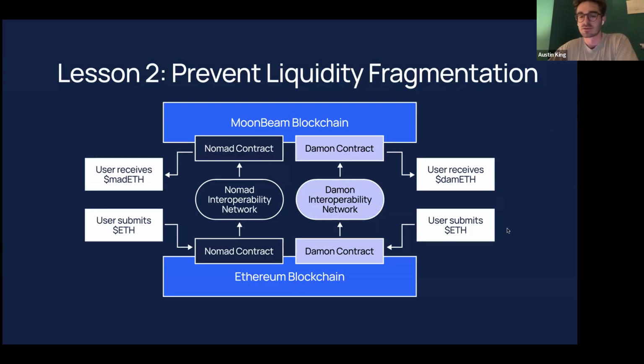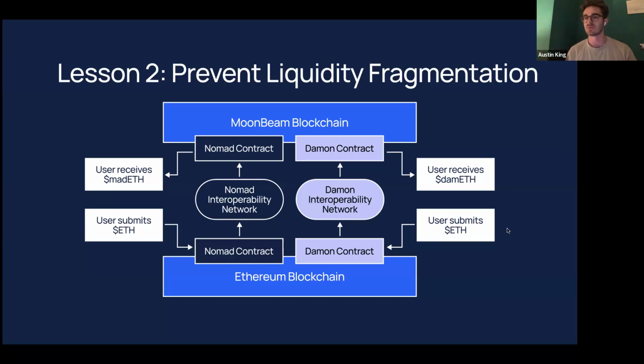The problem here is that you lose canonical asset status if you use multiple interoperability networks. So the upside of this is that you don't have singular risk on one interoperability network, but the downside is it's super confusing for the ecosystem at this point, because for users, it's like, what is ETH in this platform? Is it Nomad ETH or is it Daemon ETH? And then to developers, it's like, okay, which one should we build with? And that just makes it even more difficult, especially when you're building an application. You don't know which one to choose, and it fragments your liquidity.